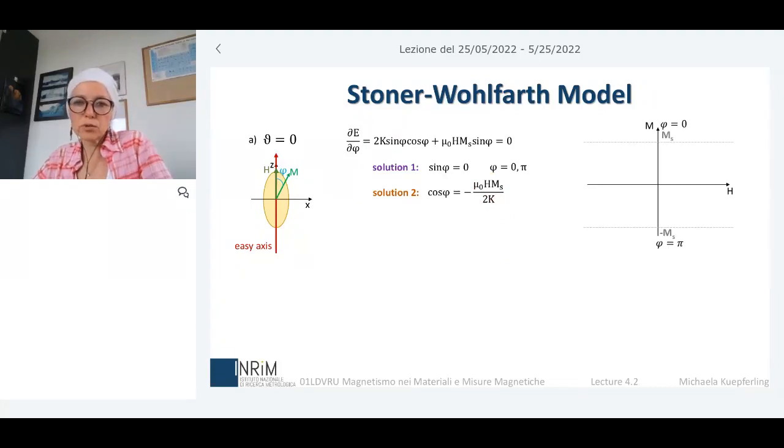Let's try to plot these solutions in order to understand something. We plot this as if we would like to plot the hysteresis curve. So on the y-axis we have M, and on the x-axis we have H. Of course, the maximum values that we can take are MS and minus MS. If we plot solution 1, then we immediately have these two lines, phi equal to 0 and phi equal to pi. The second solution instead is a line with a certain slope.